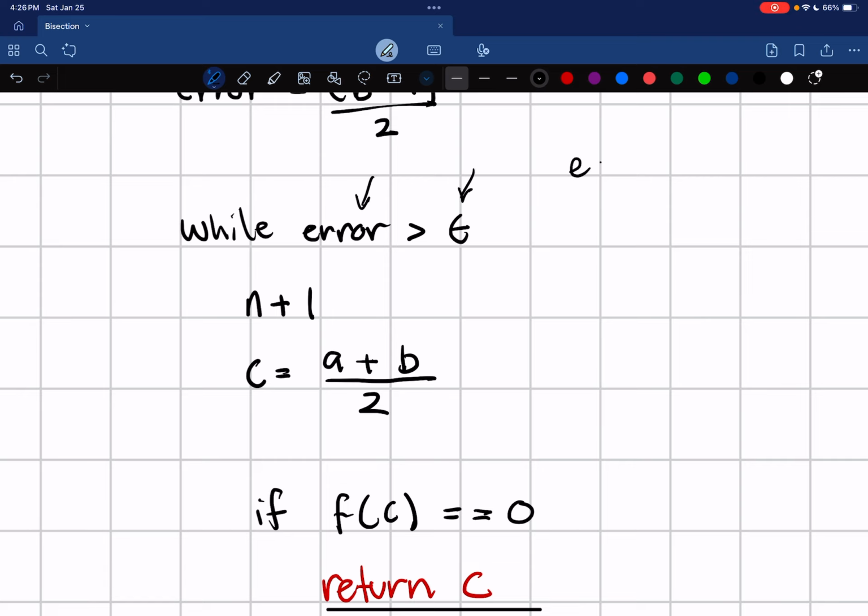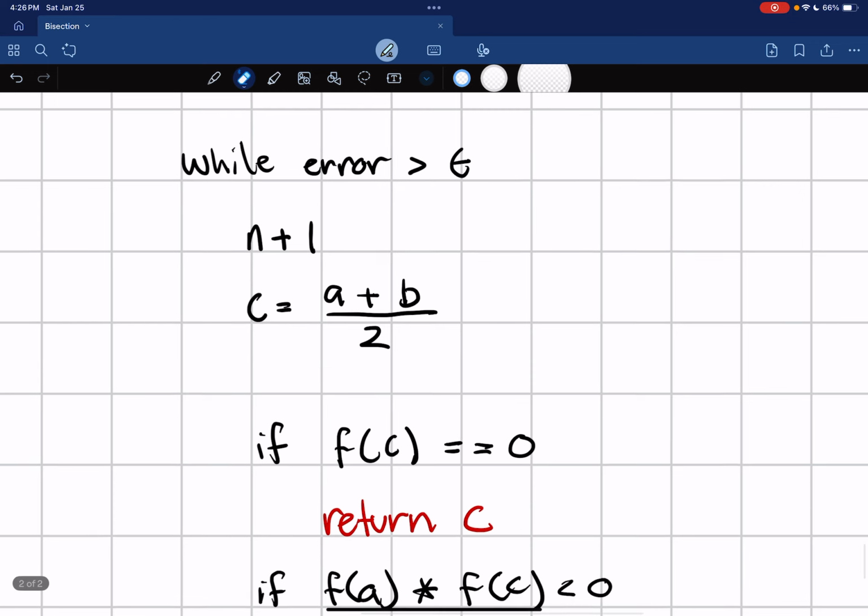When the error is less than your tolerance, that's it. You accept this solution, right? Because you have this level of tolerance and the error is less than that. You're happy. So you exit. So as long as the error is more than epsilon, keep going. That's what this says. All right.